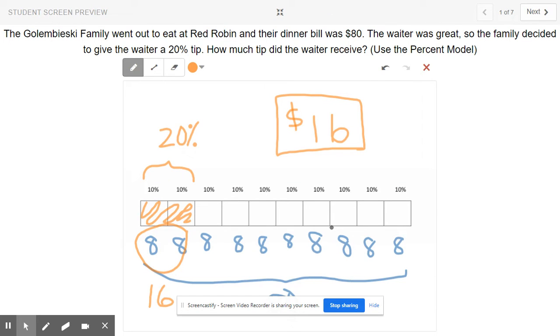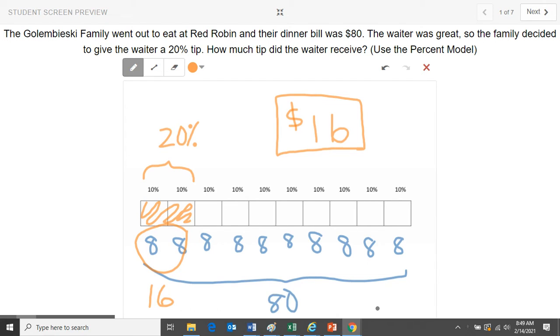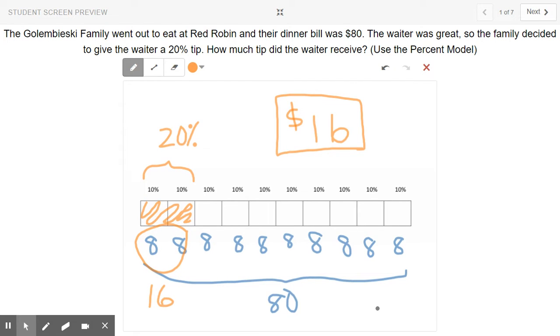This is the answer key to the February 16th classwork questions on Module 8. The Golembieski family went out to eat at Red Robin and their dinner bill was $80. The waiter was great, so the family decided to give the waiter a 20% tip. How much tip did the waiter receive?